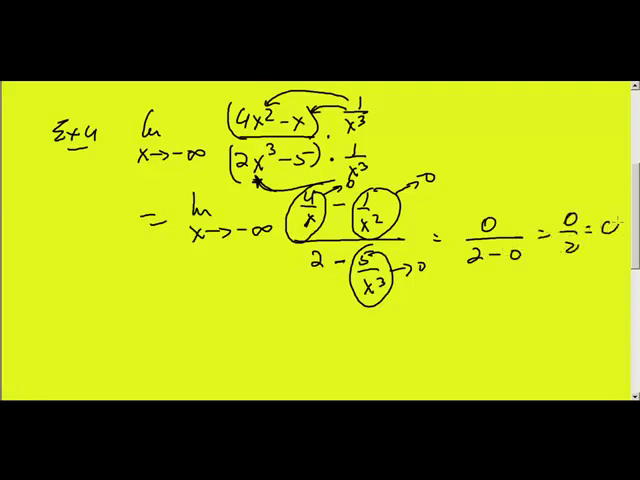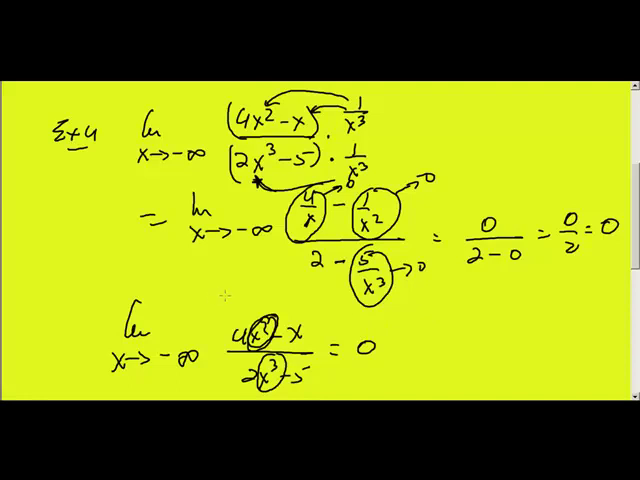Okay, the limit goes to positive or negative infinity, it doesn't really matter. Let's say the limit as x goes to negative infinity of 4x squared minus x, all that over 2x to the third minus 5. If the power on the bottom is bigger than the power on the top, we're going to check that. If that happens, it's going to go to 0. Alright, so let's do the second example in that.